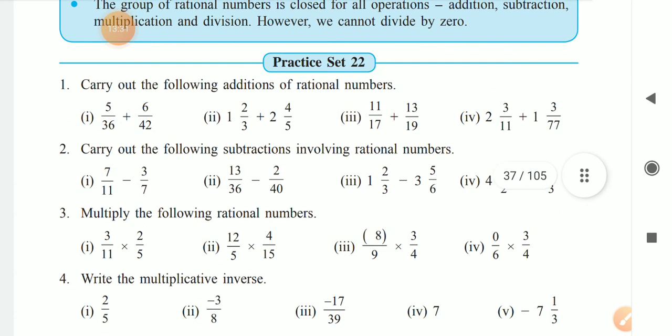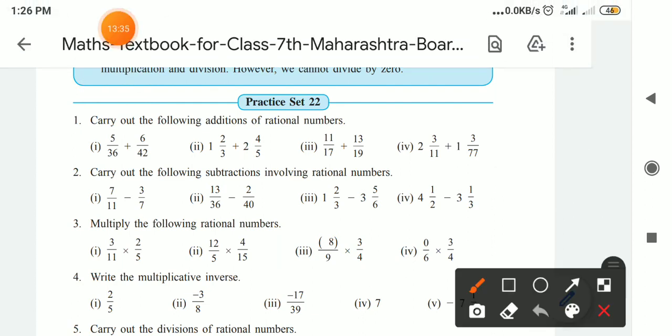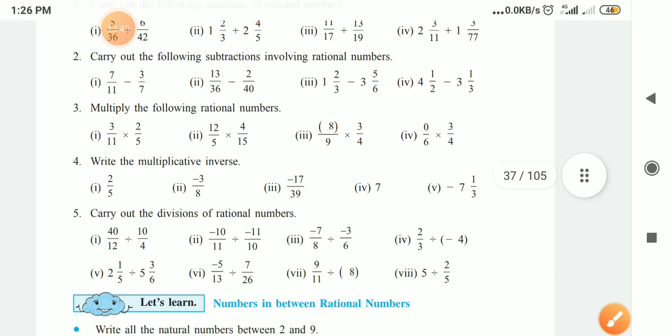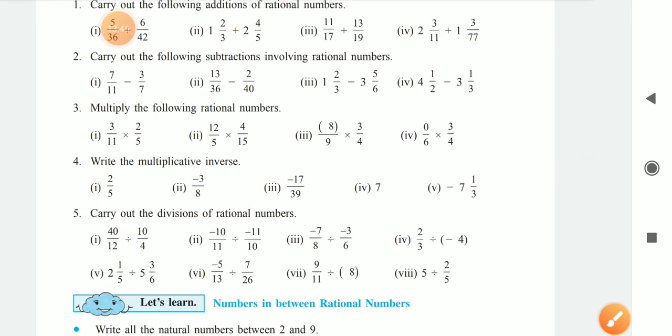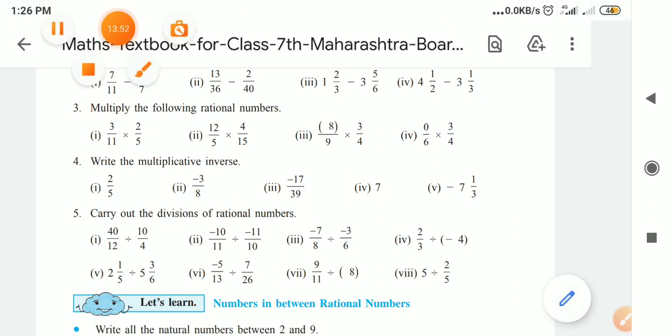So today you have to complete the first, second, third and fourth questions. Division we will see tomorrow and complete it also tomorrow. So today we will stop here only. Okay, thank you.